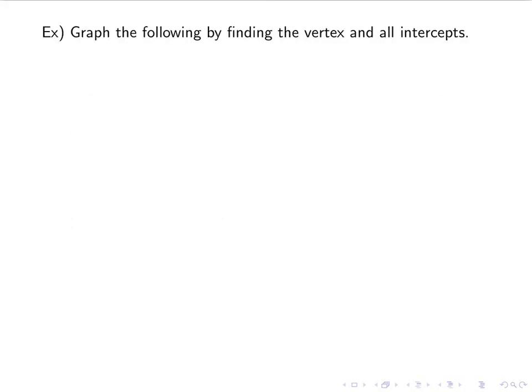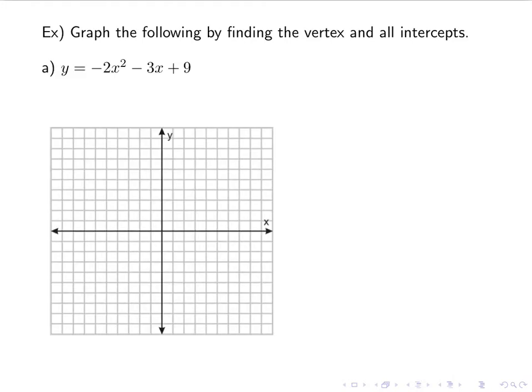Graph the following by finding the vertex and all the intercepts. So we have y equals negative 2x squared minus 3x plus 9. The first thing we're going to do is find the y-intercept, which again is just c. So the y-intercept is (0, 9).